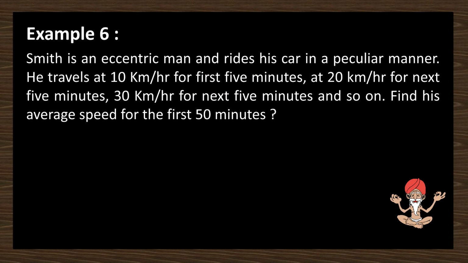Smith is an eccentric man and rides his car in a peculiar manner. He travels at 10 kilometers per hour for the first 5 minutes, at 20 kilometers per hour for the next 5 minutes, at 30 kilometers per hour for the next 5 minutes, and so on. Find his average speed for the first 50 minutes.